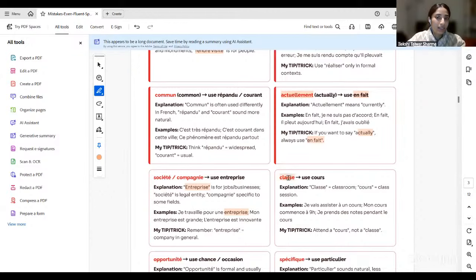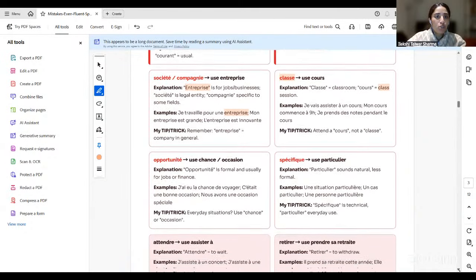Next, class. Very common term. We've seen this come across. Class means a classroom, whereas cours means a class session. For example, right now, you're not in a class, you're in a cours. Okay? So if you want to say, I'm going to attend the session, I'm going to attend the class, that's going to be je vais assister à un cours. Okay? Or my class starts at 9 a.m., mon cours commence à 9 heures. Or if you want to say that I take notes during that class, je prends des notes pendant le cours, not class. Okay? You always attend a class, which is cours, not class. Class means a physical classroom.